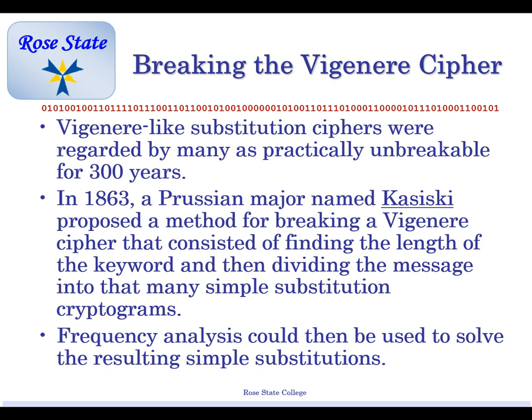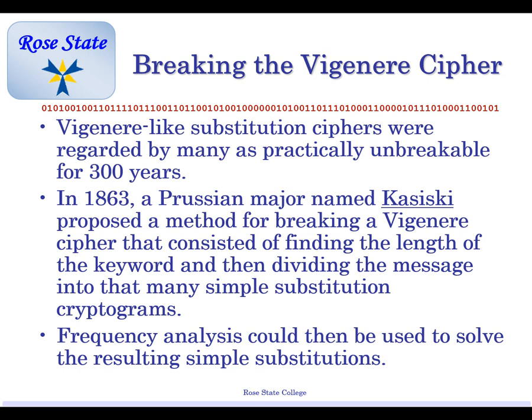So it says a method for breaking the cipher that consists of finding the length of the keyword and dividing the message up into a whole bunch of simple substitution ciphers like the Caesar cipher. That's all it is. So if you can find, you know, the keyword is 3, so you take number 1, number 4, number 8, and so on, then that's just a shift.